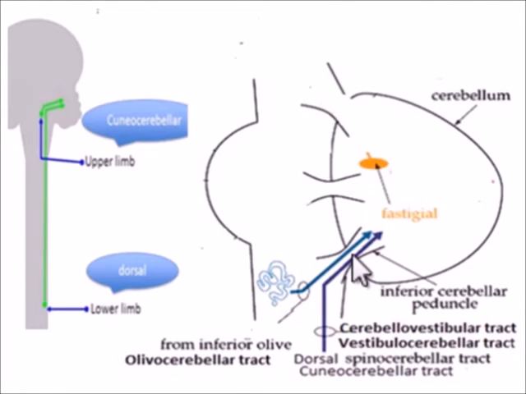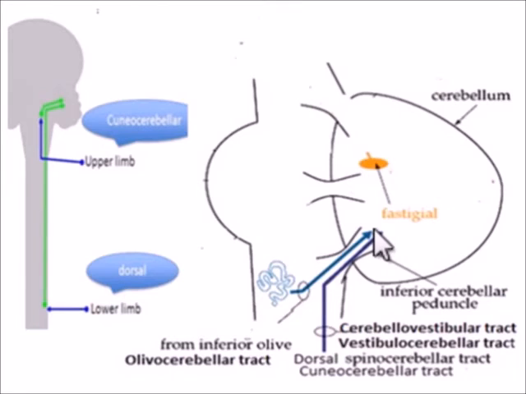The one more tract that goes to the spinocerebellum is the tract that arises from the inferior olivary nucleus of the medulla, and this tract goes to the other side of the cerebellum and ends up in the spinocerebellum by entering through the inferior cerebellar peduncle.